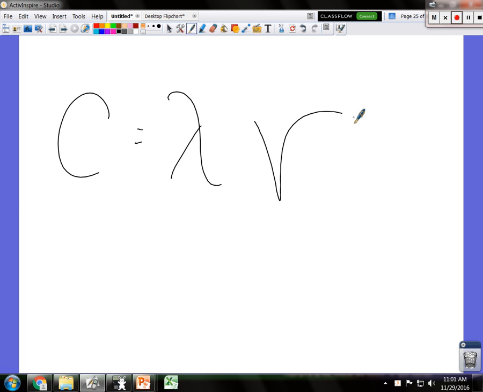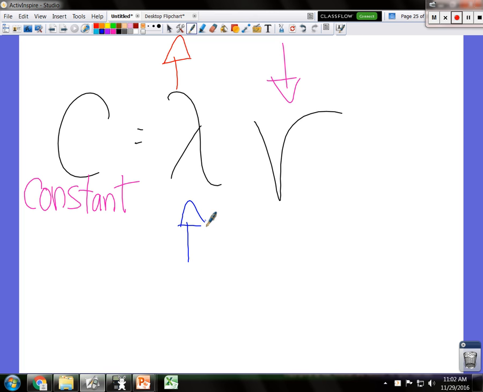So lambda nu. If C is a constant, and what do constants mean? They never change. They never stay the same. If my wavelength gets longer, which means it gets farther and farther apart, mathematically, what does frequency have to do in order to maintain this constant? So this number has to get smaller, or vice versa. What happens if my wavelength gets shorter and shorter and shorter? What has to happen to your frequency?